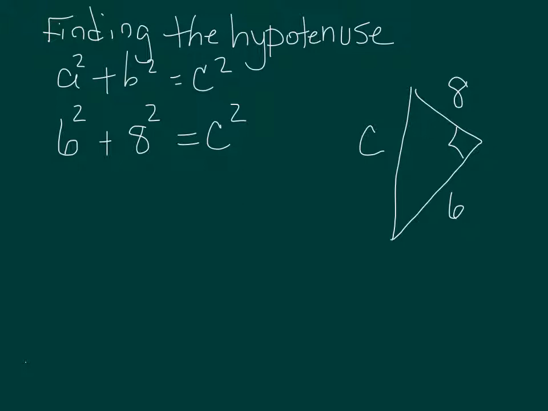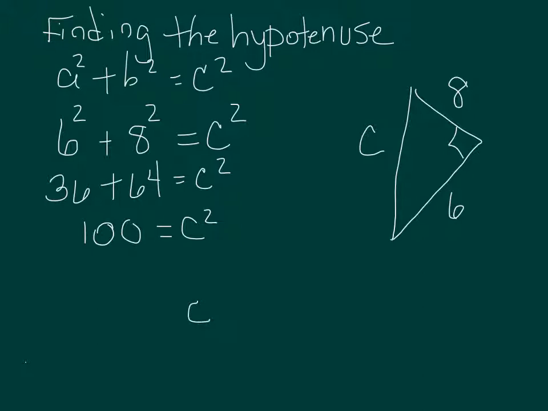6 squared, 36. 8 squared is 64. That's going to give us C squared. So what is 36 plus 64? You can add that up, and 100 is C squared. So we have to find out what C is.